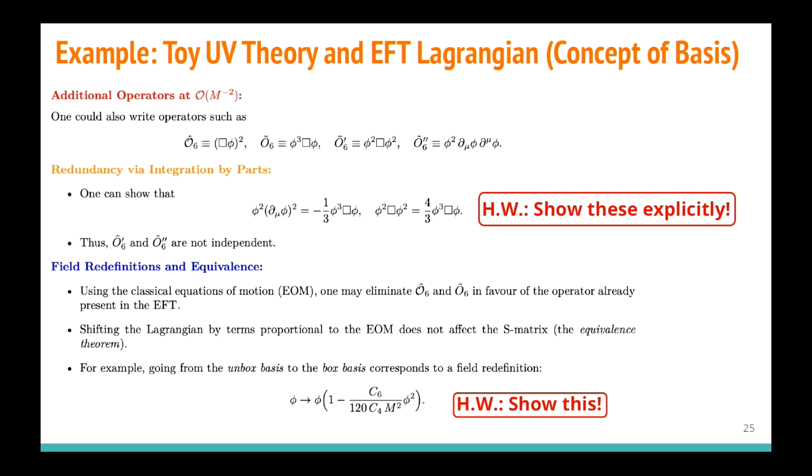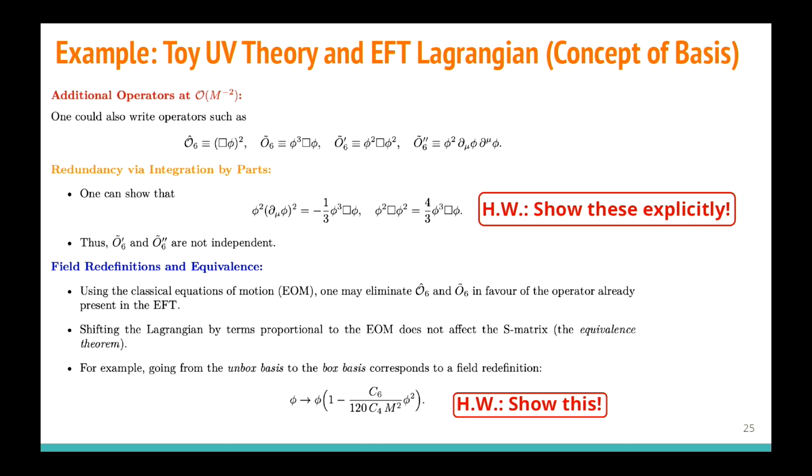So now, field redefinitions and their equivalence. Any questions? No. So now we can use the classical equations of motion for this system, and we can try to eliminate either or both of the O6 hat and the O6 tilde, in favor of the operators that we already have. Now, if we shift the Lagrangian by terms which are proportional to the equations of motion, it will not affect the S matrix. So this is the equivalence theorem per se.